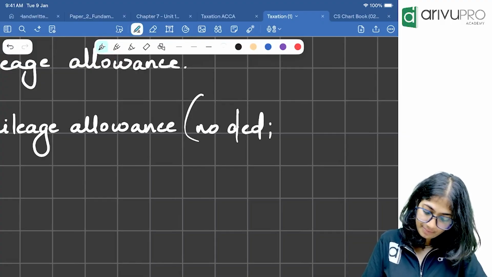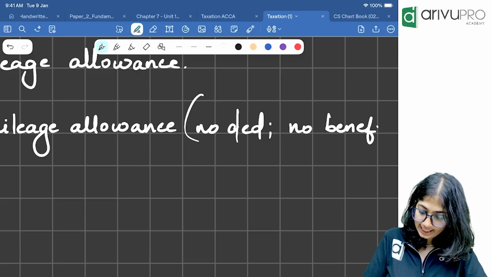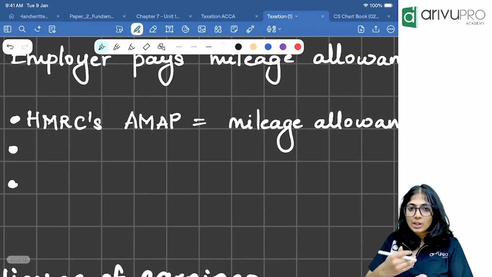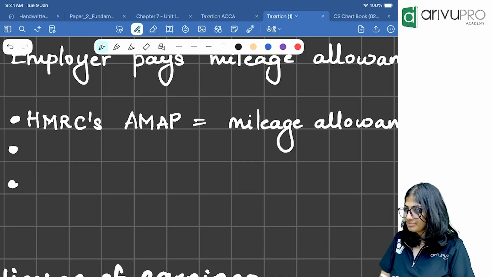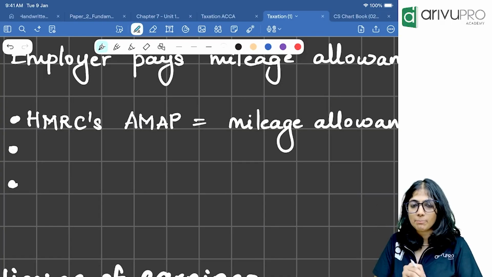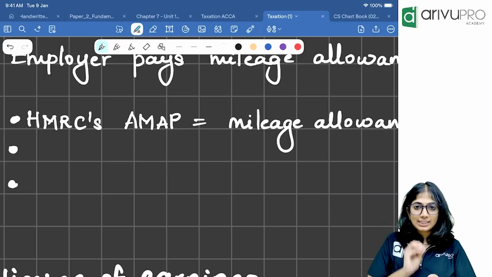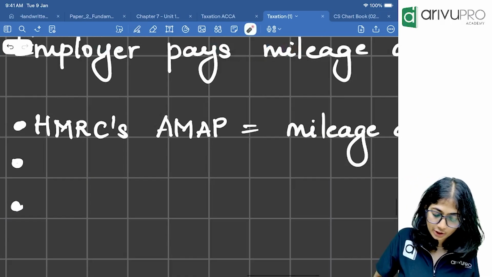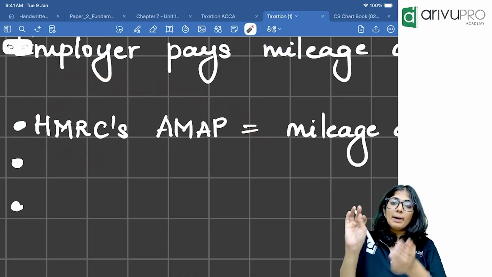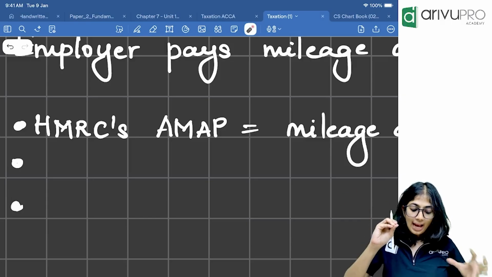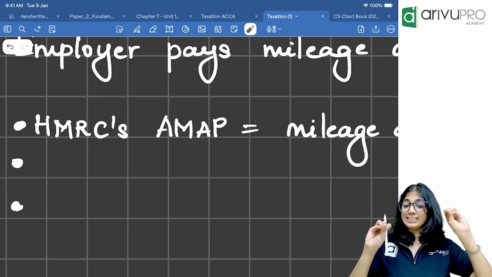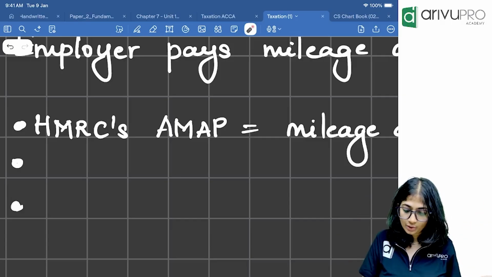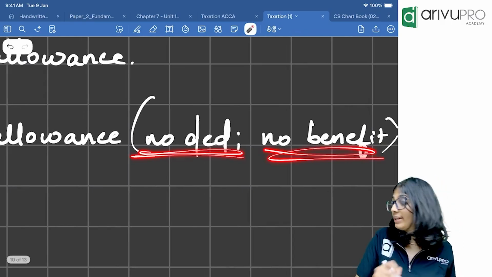There's no deduction. There is no benefit either. It gets netted off. What does that mean? See, mileage allowance is a benefit they are providing to you. A certain amount, for example, 1,000 pounds per annum, they are providing you as mileage allowance because you're using your own car for business purposes. For taxation purposes, what are you supposed to do? HMRC's AMAP. If the mileage allowance, that's the benefit they are giving you, and the deduction that you're supposed to have, that is HMRC's AMAP, if benefit is equal to the deduction, it's a net zero. You're not going to have any deduction, you're not going to have any benefit.